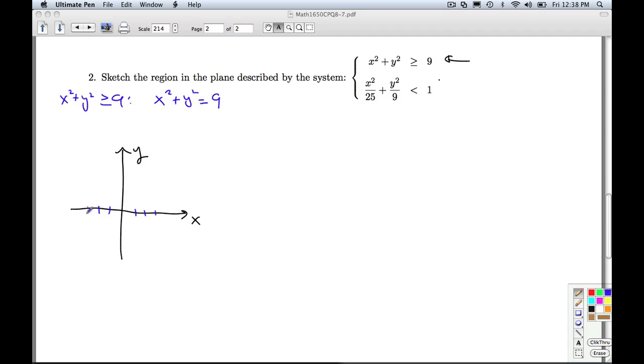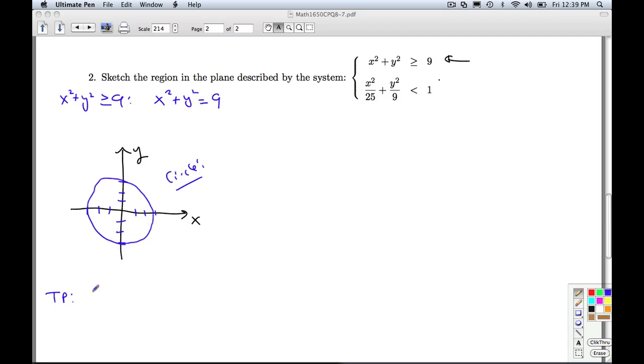So I think back to chapter 7, I recognize that the graph of this equation is a circle centered at 0, 0 with a radius of 3. So I'll do my best to artistically depict that. And this curve separates the plane into 2 pieces, and I've got to figure out which pieces satisfy the inequality. So we take a test point.